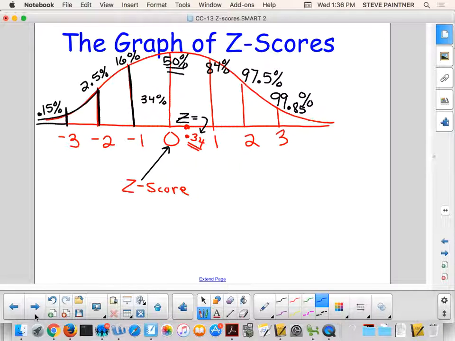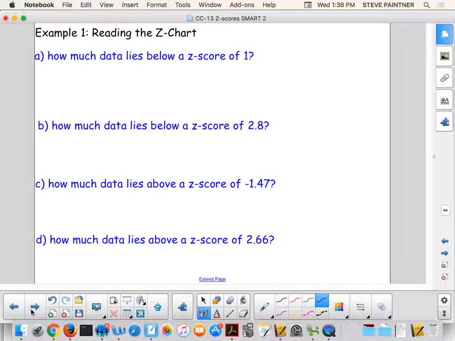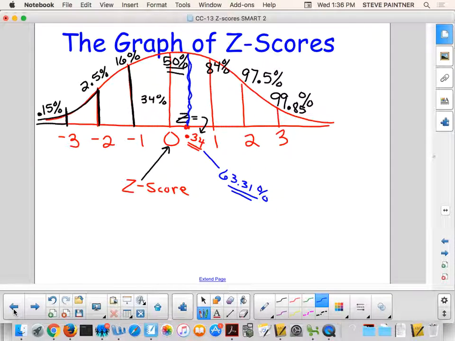We already did this one. This one is roughly 63.31%. Okay? This one makes more sense because I actually drew the standard deviations. So we don't have to add what we just got to anything. That is the answer. All you're looking for is what percentile the z-score stands for. That's all you're looking for.